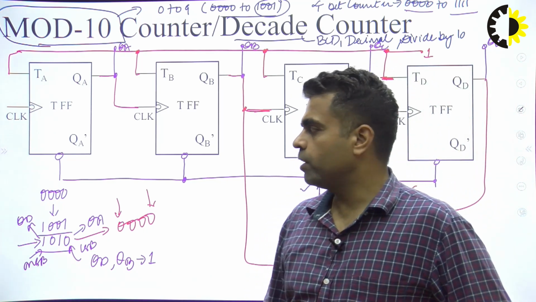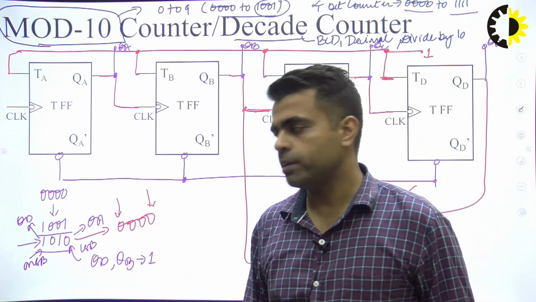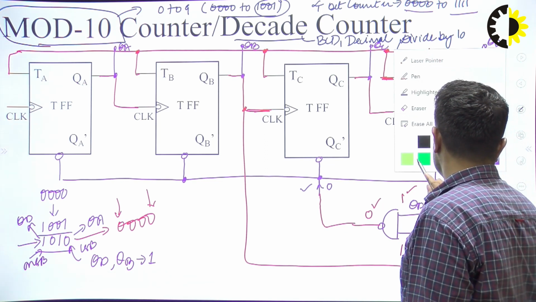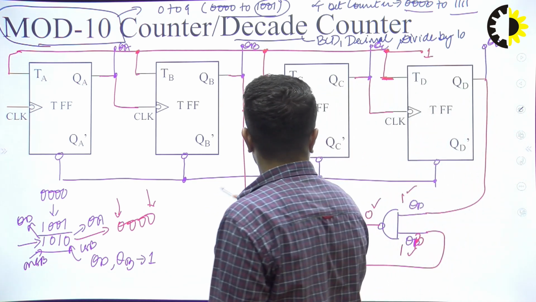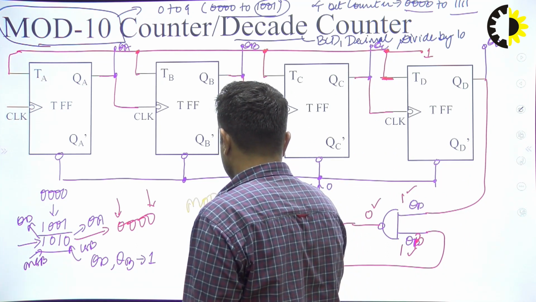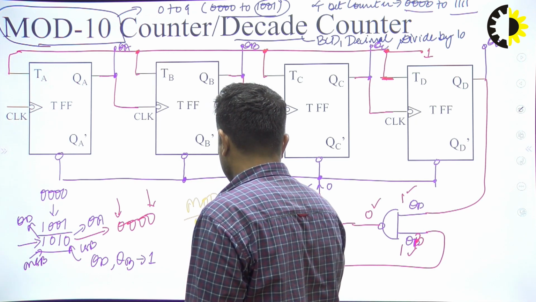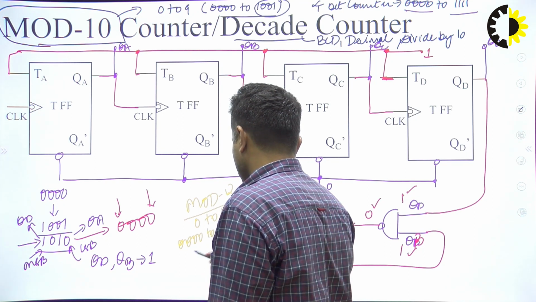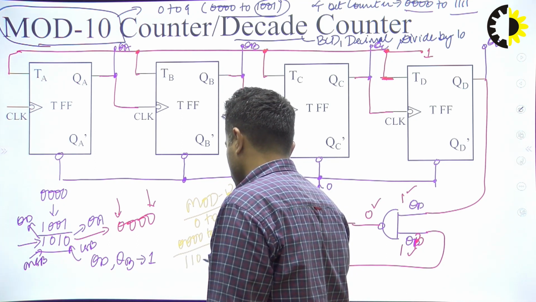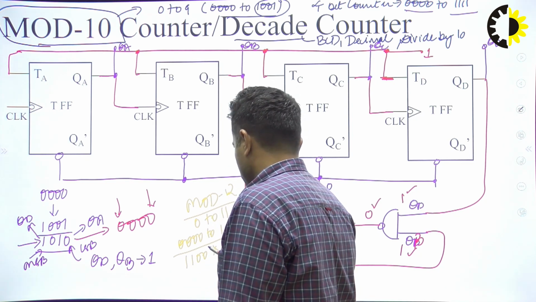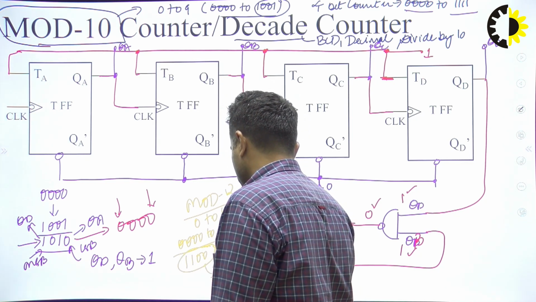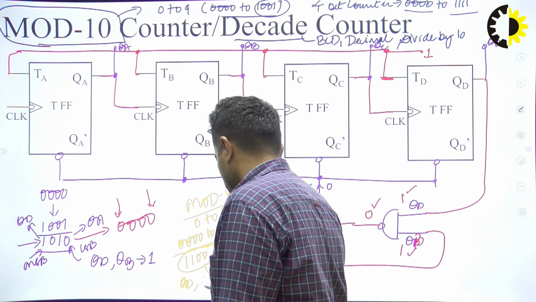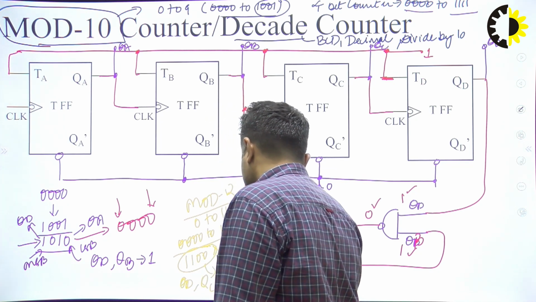Similarly, if we are provided with any other mode, let's say a mode 12 counter. Mode 12 means we are interested in 0 to 11, that means 0, 0, 0, 0 to 1, 0, 1, 1. These are required, and 12, 1, 1, 0, 0 is not required. This 1, 1, 0, 0 has to be converted into 0, 0, 0, 0. In that case QD and QC will be connected to the NAND gate input.